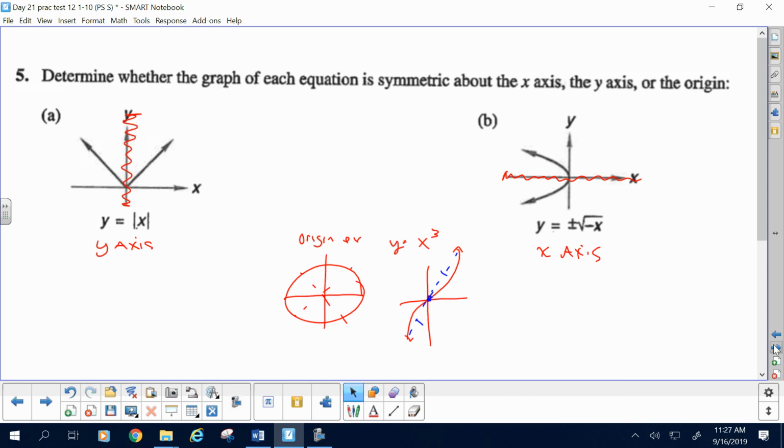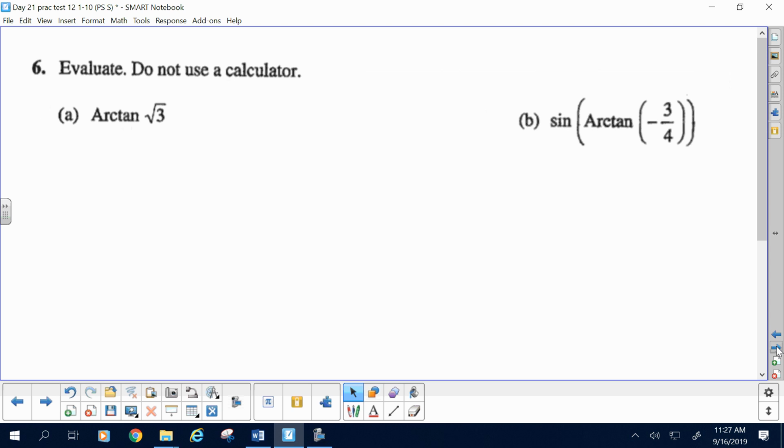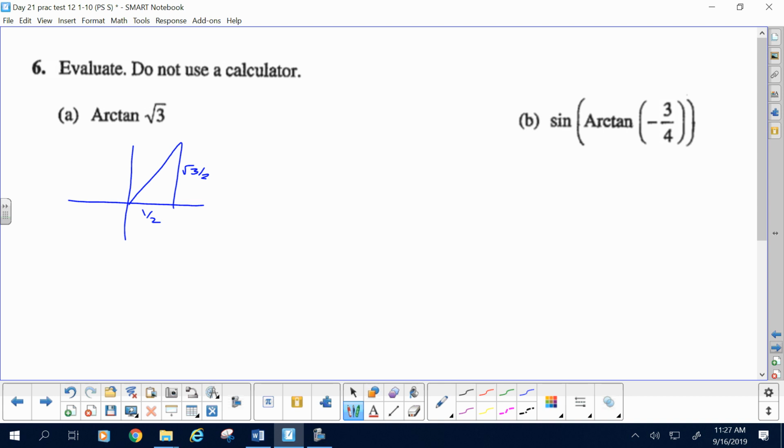Let's go to 6. A should be good. You do A, and we'll do B together. Give me radians here. Pi over what? Pi over 3. Okay. The other one requires a little more. This is not a calculator problem. So do not do the arctangent or just type it in as you see it.